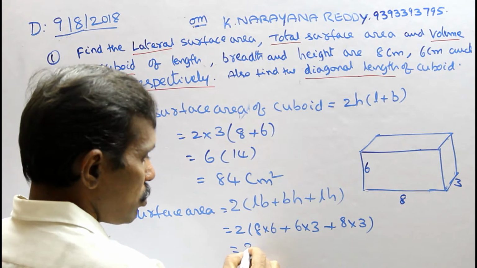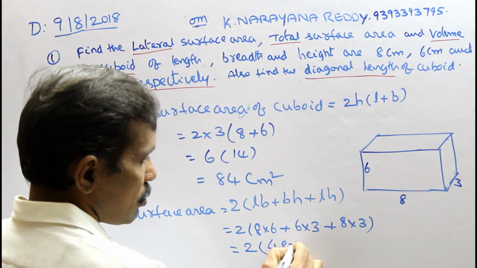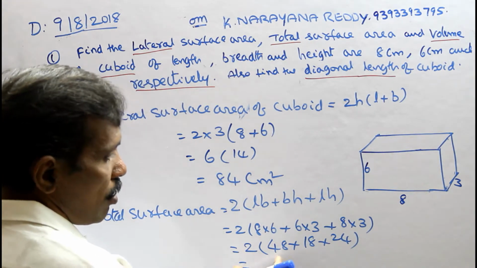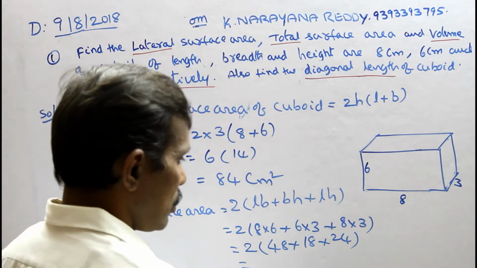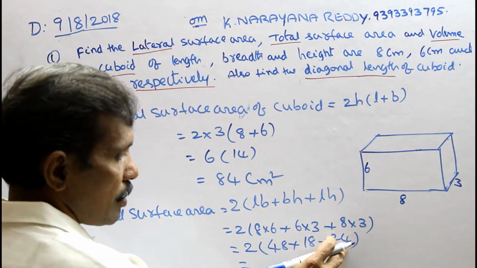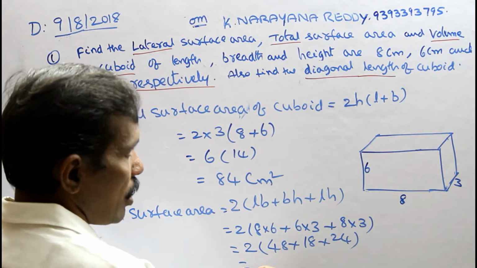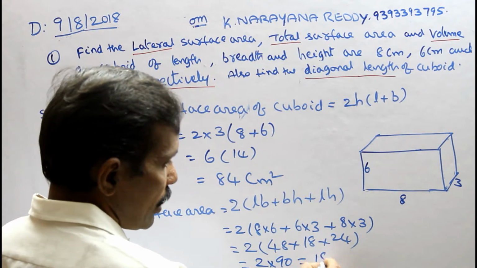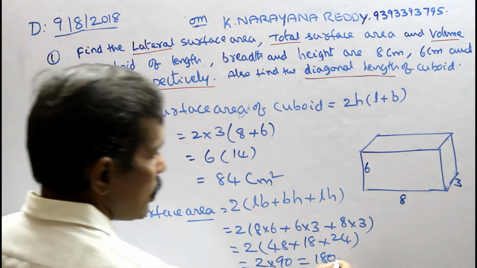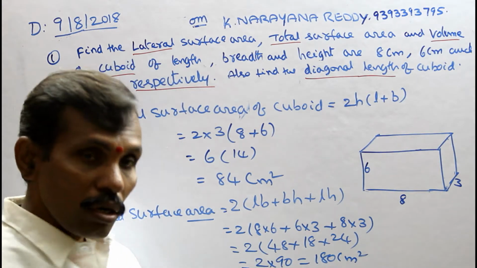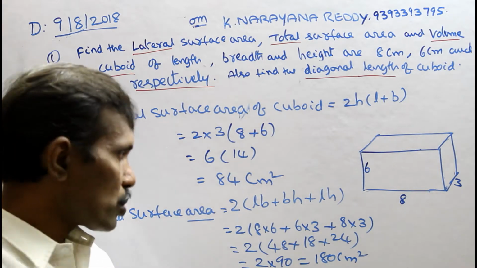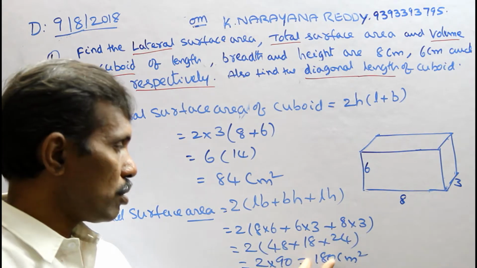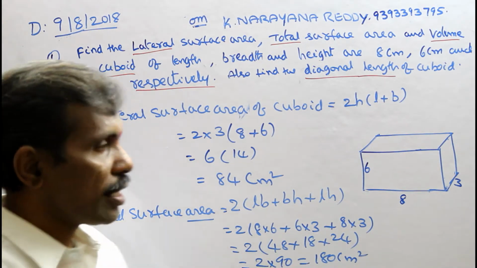That is simple logic. You have to observe it at the time of doing the problem. So 8 6s are 48, 18 plus 24. How much? 48, 18, 66, 90. 90 means 2 into 90 equals 180 centimeter square. So total surface area equals 2 into LB, BH, LH. You can do the problem this way. This is the total surface area of a cuboid.